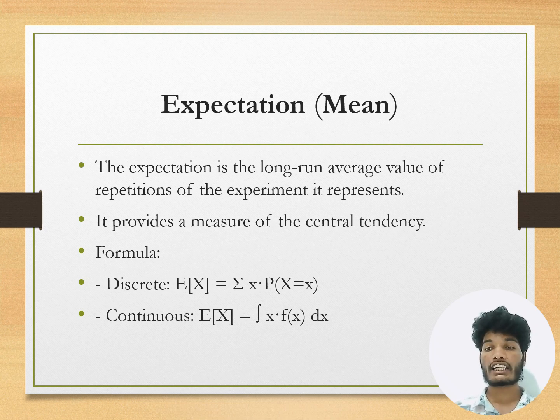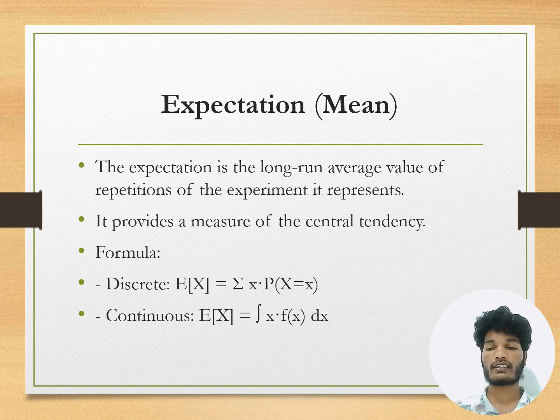Mean means expectation. The expectation is the long run average value of repetitions of the experiment, and it provides a measure of the central tendency. This means if you toss a coin once, you get either head or tail. But tossing a coin repeatedly, how many times do you get head, or how many times tail? It calculates the mean.